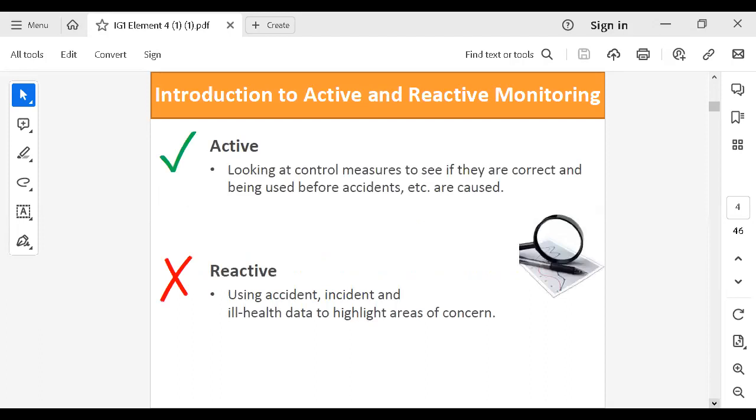Active monitoring looks at control measures to see if they are correct and being used before accidents, etc. are caused. In active monitoring, we will check the control measures, the safety precautions, and we will check that safety control measures are implemented according to the standards. We will check, we will inspect. In reactive monitoring, we will use the accident, incident, ill health, and dangerous occurrence data, and we will highlight the areas of concern.